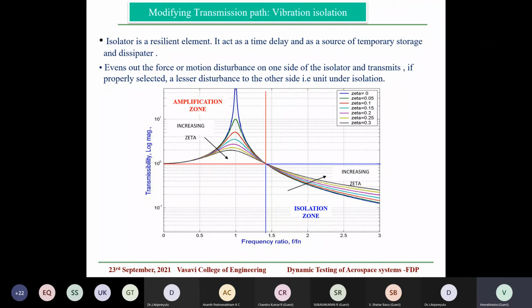Dynamically matching means you should do a test beforehand. Every isolator comes with its rated load and natural frequency. For the given rated load, you have to check beforehand and see that all natural frequencies are very close, within plus or minus 0.5 hertz. If you don't do that, you will have a problem.